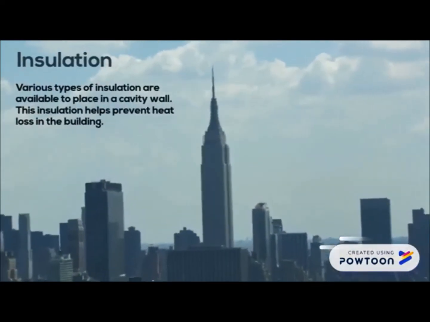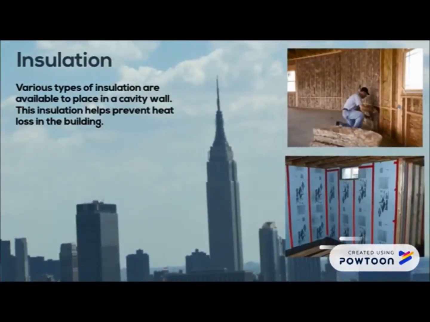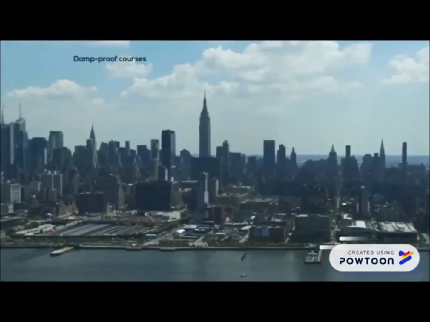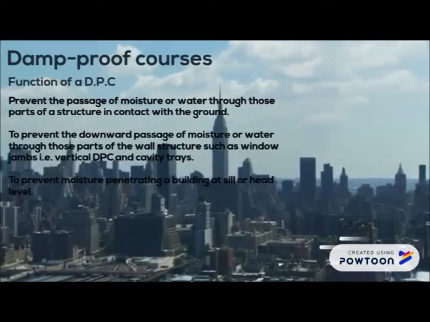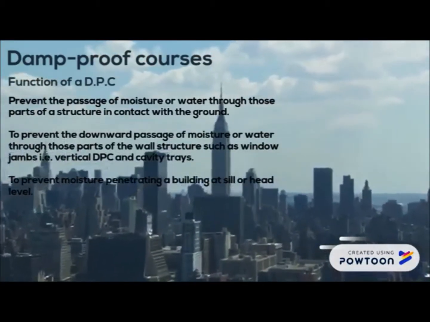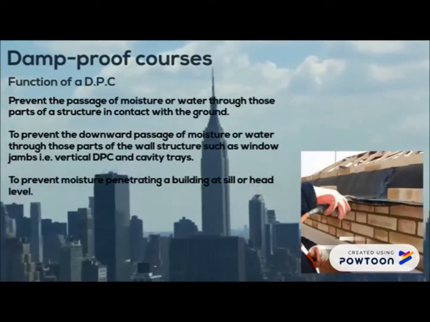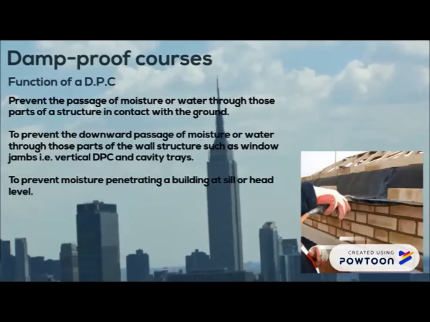Insulation. Various types of insulation are available to place in a cavity wall. This insulation helps prevent heat loss in the building. Damp-proof course. The function of a DPC is to prevent the passage of moisture or water through those parts of the structure in contact with the ground, to prevent the downward passage of moisture or water through parts of the walls such as window jambs, and to prevent moisture penetrating a building at sill or head level.